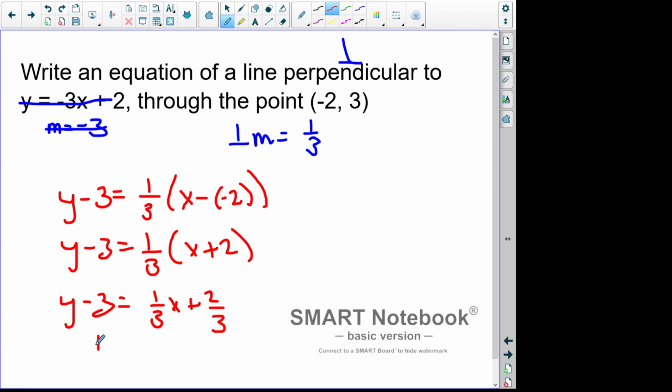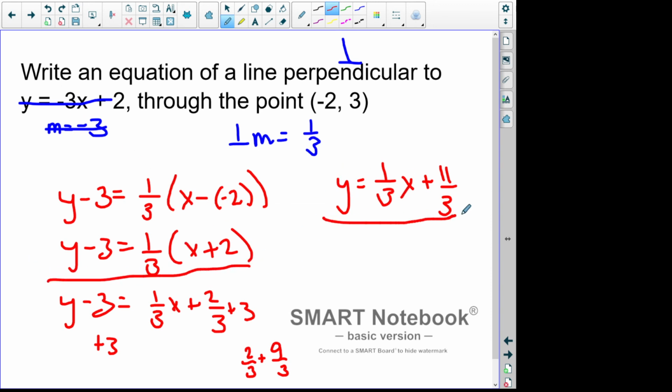To get the y by itself, I would add 3 to both sides. So if I come up here, I would have y is equal to 1/3 x. And then I would have to add together 2/3 and 3. To do that, I'd have to have a common denominator. So 2/3, and if I wrote 3 as thirds, that would be 9/3. 9/3 is the same as 3. And so I would add those together, I would get 11/3. So there's another equation that works. We have point slope, and we have slope intercept. And if we wanted to move that into standard form, we could do that as well. We could multiply everything by 3, and then we could move stuff around.